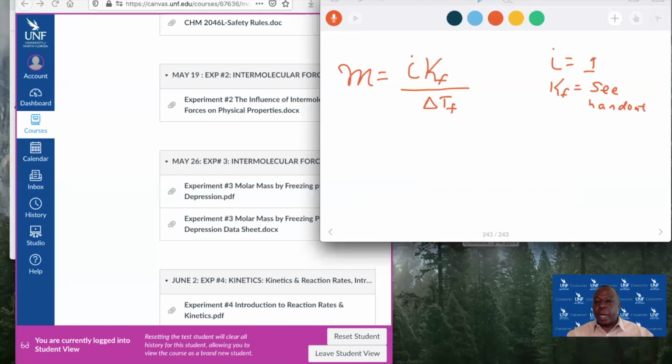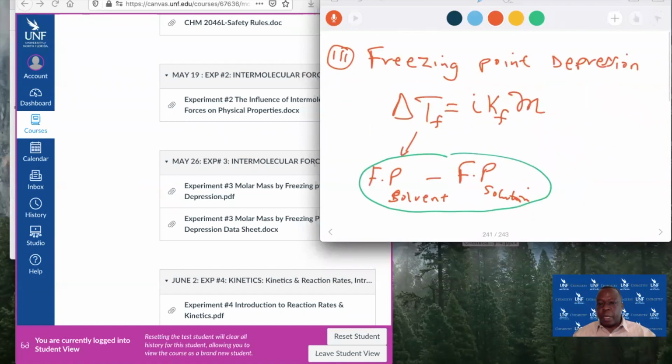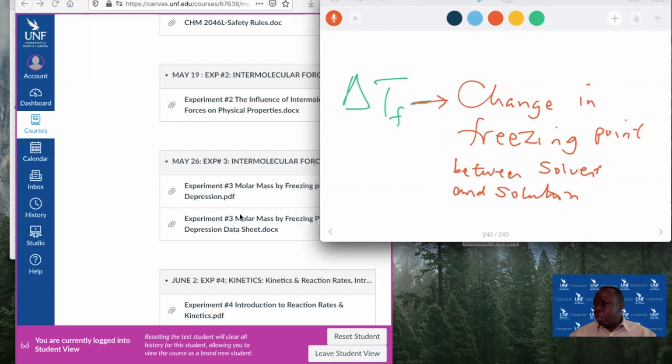It is given in the handout. Change in what? Change in freezing point. This is experimental. That means you have to perform the experiment to find the change in freezing point by plugging your values from the experiment into this equation. You'll plug into that equation. So you can do that.